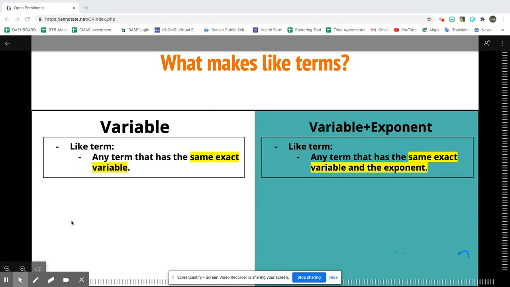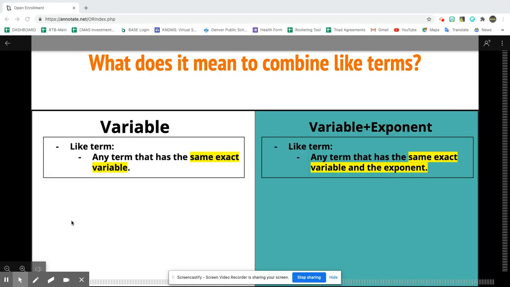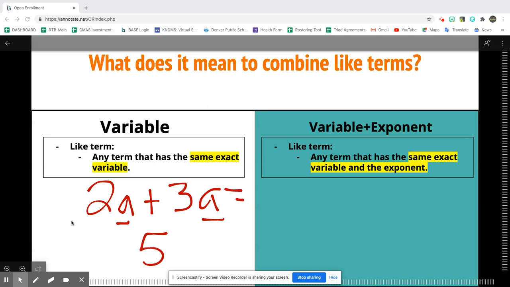Let's get into what it means to combine like terms. So when we're combining like terms, this is just a lot like adding and subtracting. For example, once we know that we have like terms, as you can see here, we know these are the same terms because they both share the variable a. We can combine those two terms: 2a plus 3a, and it comes down just to our regular math. 2 plus 3 is just 5a. Let's do another one.